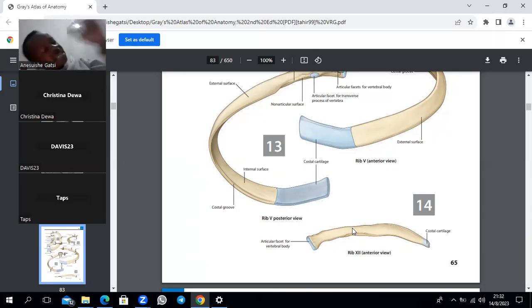On top of lacking that, rib number 11, 12 plus rib number 10, they have one facet on their head. Unlike the typical ribs where there were two facets, one for articulation with the vertebra at its level and the other one for the vertebra above it, rib number 10, 11, and 12 only have one facet for articulation with the vertebra at its level. It does not articulate with the vertebra above.